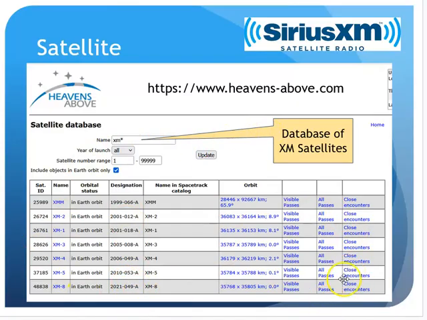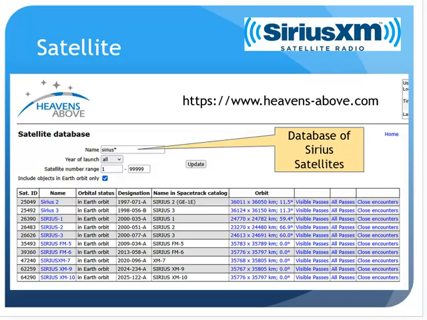And if you plug in your location, Harrisburg, PA, you can actually see the orbit of that, as well as when it might be passing over an area, if it's something that is not geostationary. Here's also some Sirius.